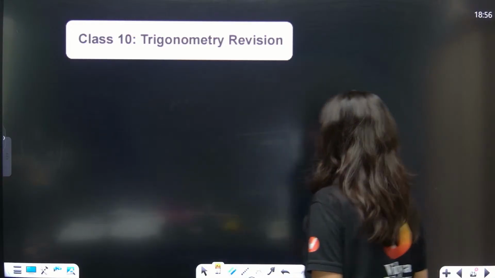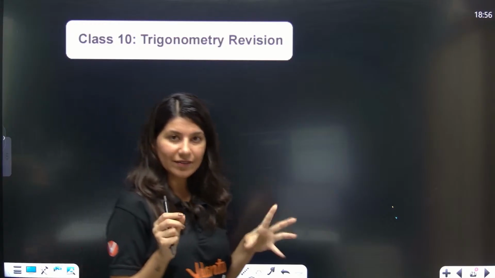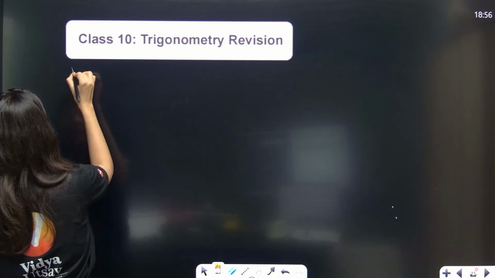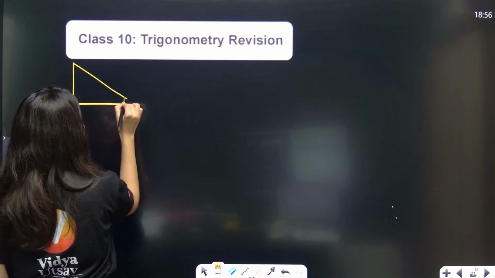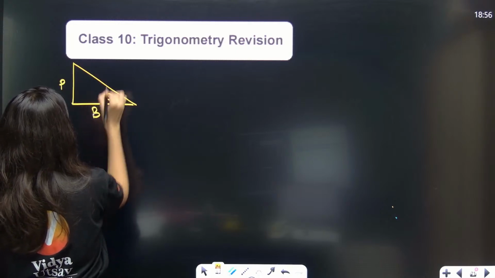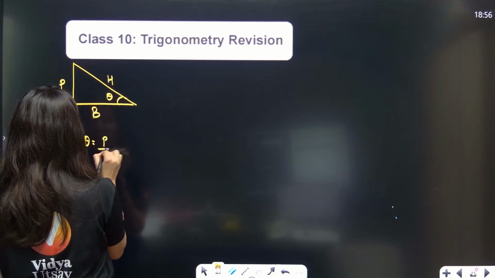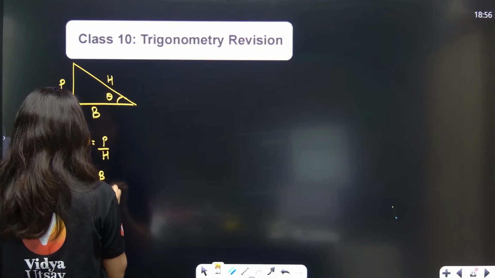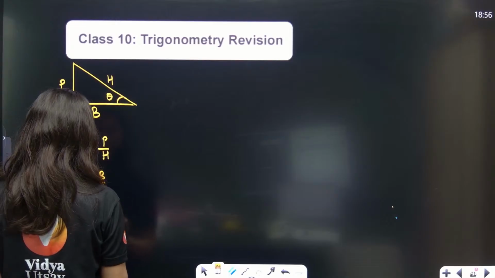Okay. Now, let's start with some class 10th revision. Class 10th trigonometry revision. Remember this right angle triangle. This is your theta, perpendicular, base, hypotenuse. Sin theta is P by H, cos theta is B by H, tan theta is P by B.